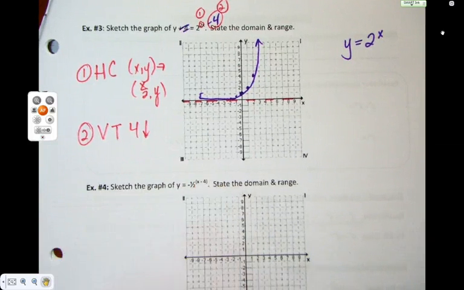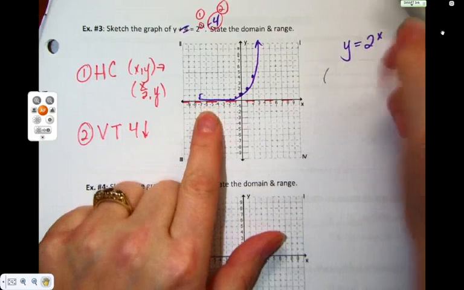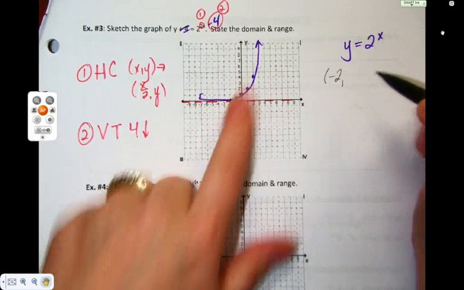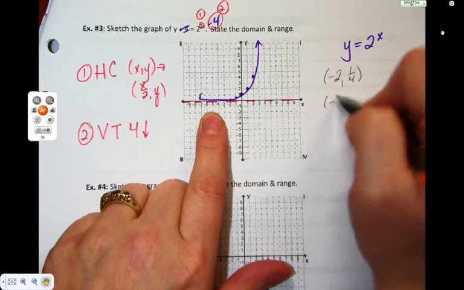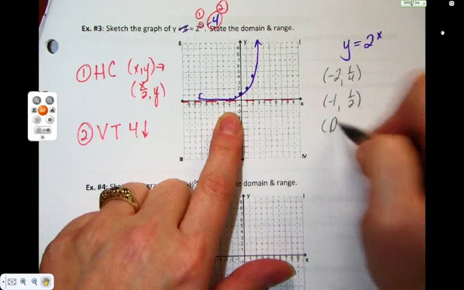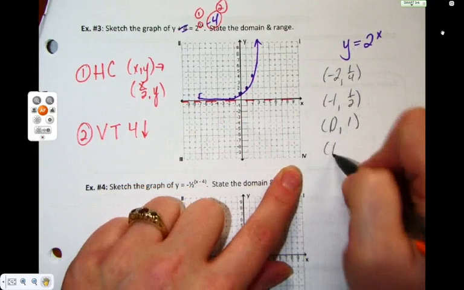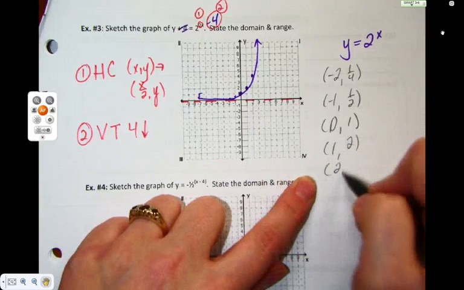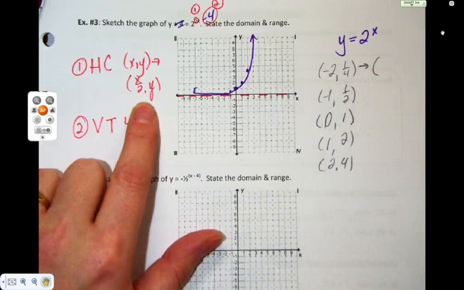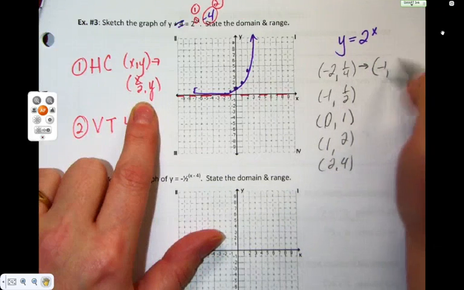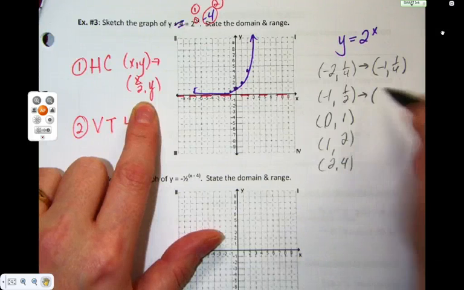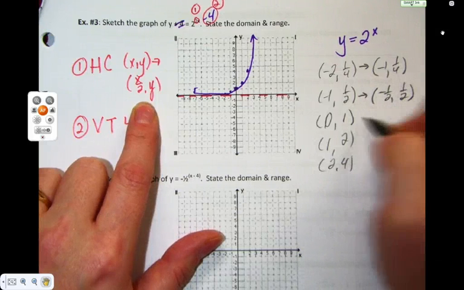We did it there. So if you're a point person, we'll just go from the original points, which were -2, a quarter, -1, half, 0, 1, 1, 2, and 2, 4. Okay, we want to divide all the x's by 2. -1, a quarter. -1/2, a half.